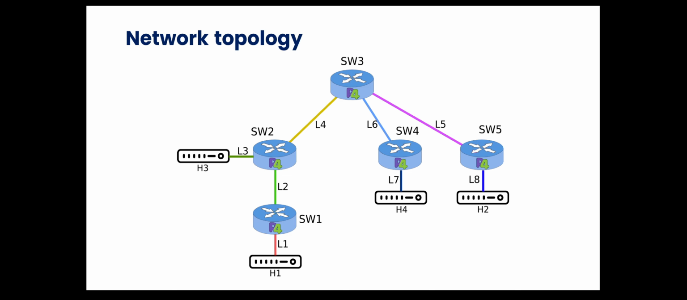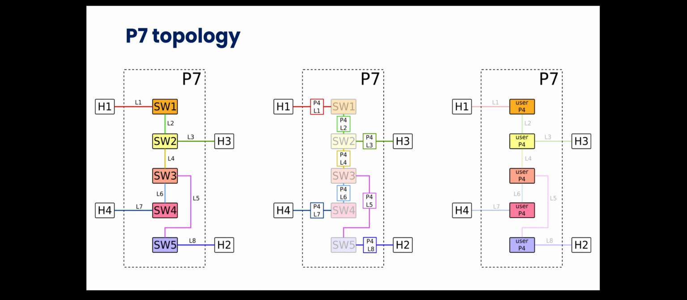This is an example of a topology that can be emulated using P7. In this topology, each link has a specific characteristic, for instance, bandwidth, latency, packet loss. Physical servers are connected to the Tofino that represent the hosts that are part of the network. The representation of the topology in P7 can be seen in this figure.